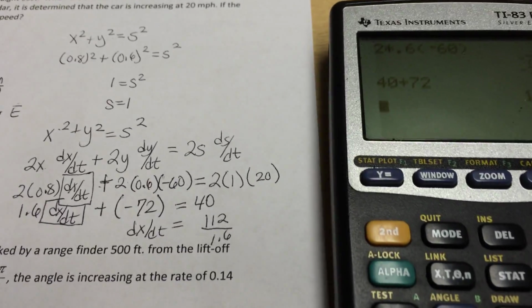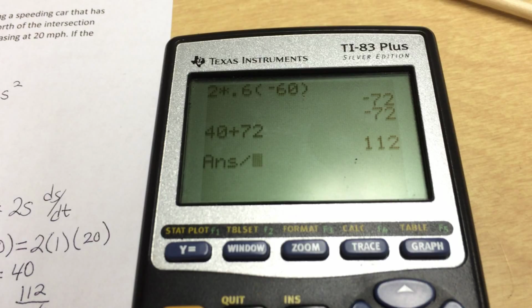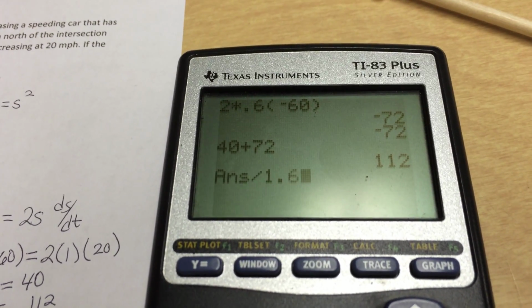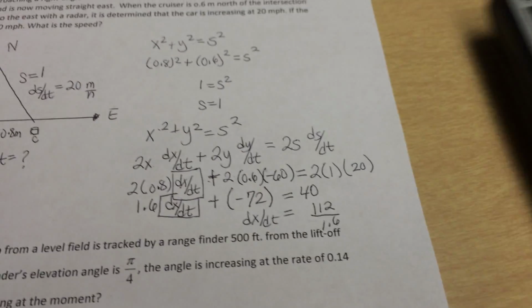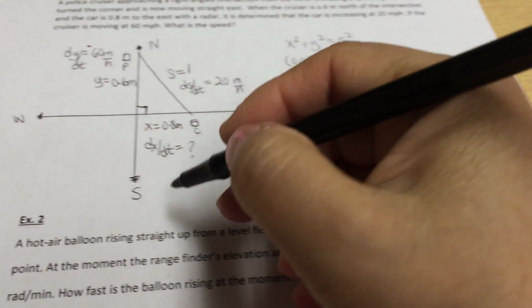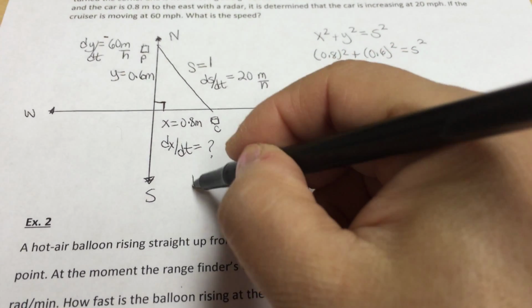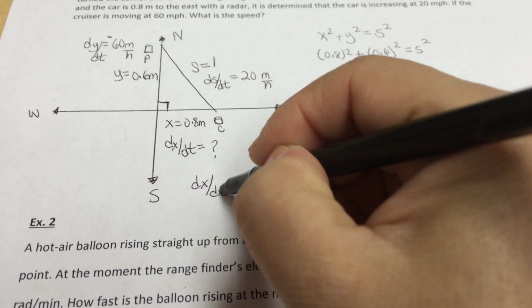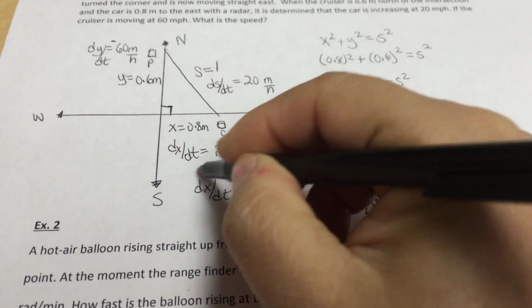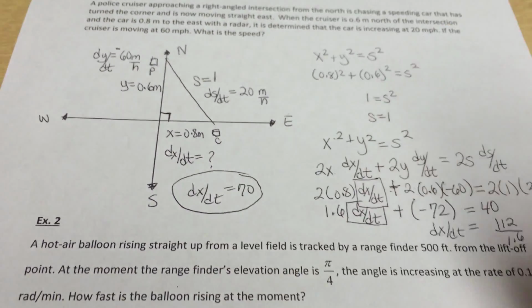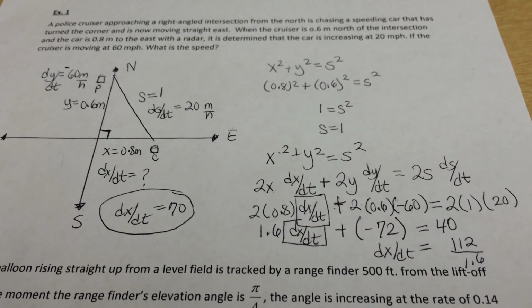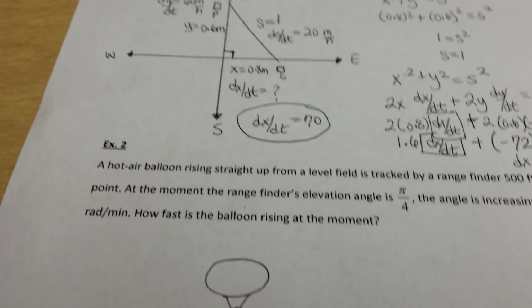And if we divide it by 1.6, that gives us 70. Okay, so dx over dt is equal to 70. Okay, so that's your final answer for the speed of the car. All right, now let's do the next one.